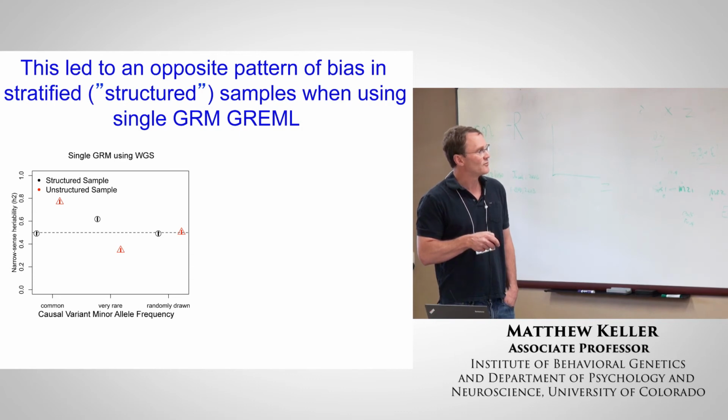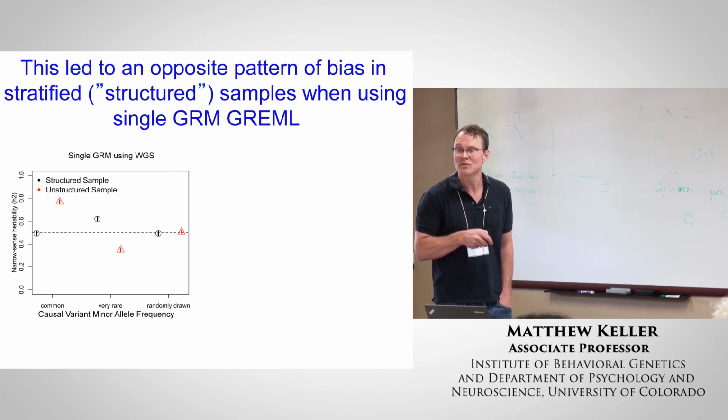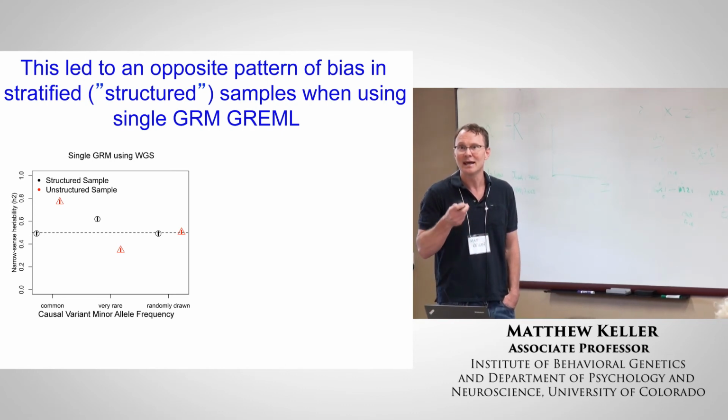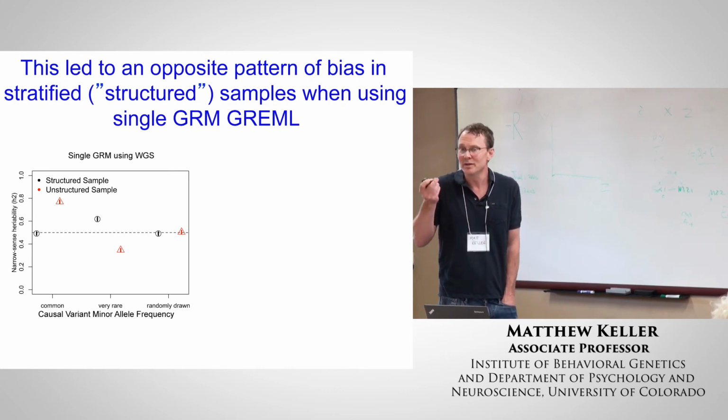So this is what we'd seen before with the unstructured samples, the samples without stratification. We get the opposite biases in a stratified sample. You actually get overestimates for very rare causal variants, and that's because those very rare causal variants tend to be basically ancestrally private, and they're being tagged by other common causal variants that differ a little bit in their allele frequencies.